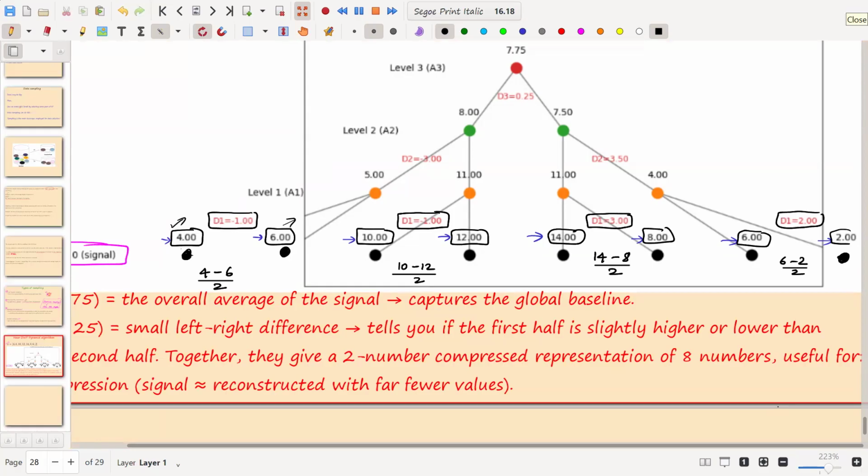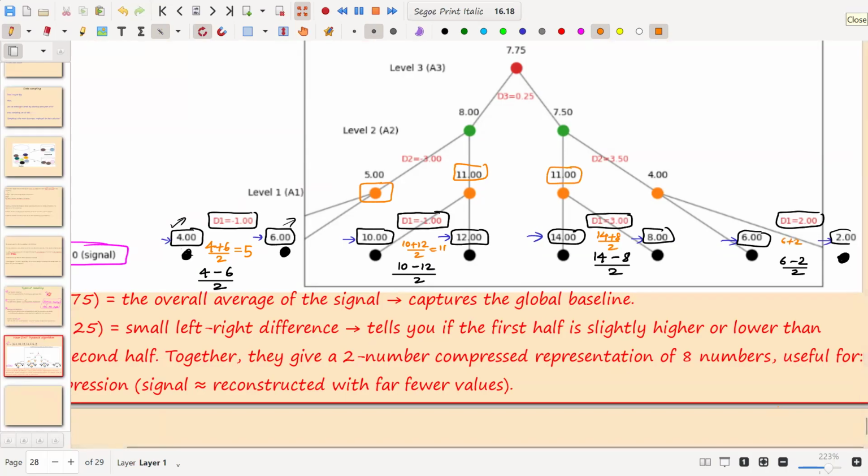Now we will take the sum. Those are represented by the orange nodes, so let us write in orange. Now you do 4 plus 6 divided by 2. What is it? 5. Can you see that here? Now let us do 10 plus 12 divided by 2. That you see here. Same thing, 14 plus 8 divided by 2. And the remaining, 6 plus 2 divided by 2. So you created the new level, that is level 1.